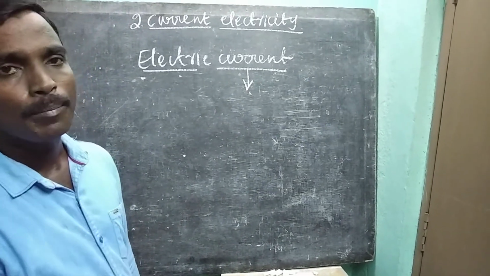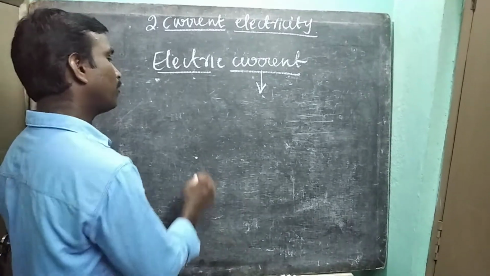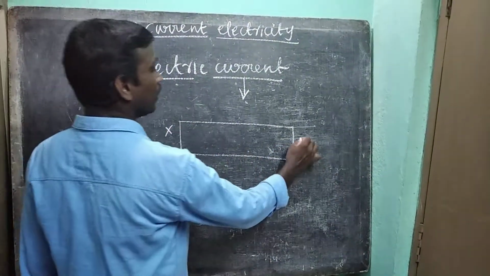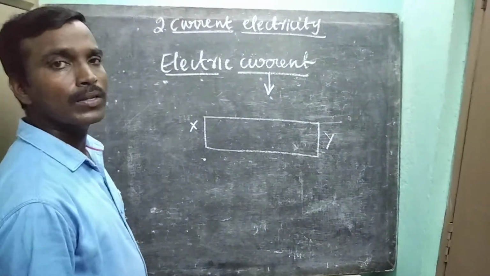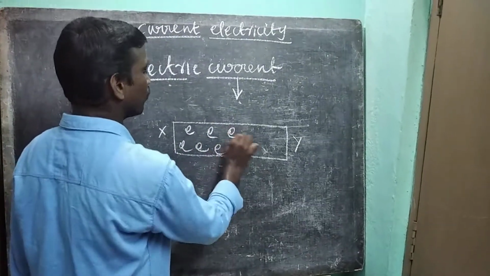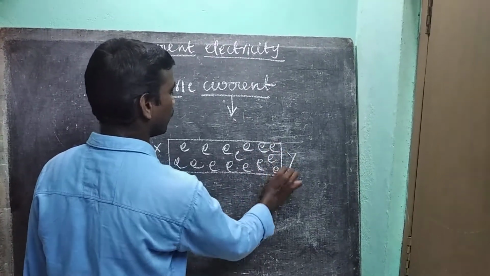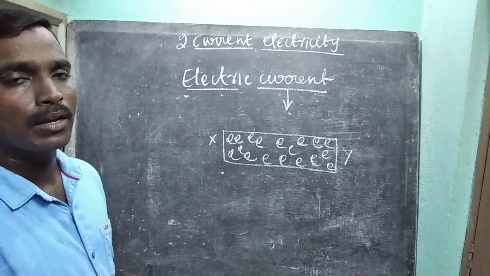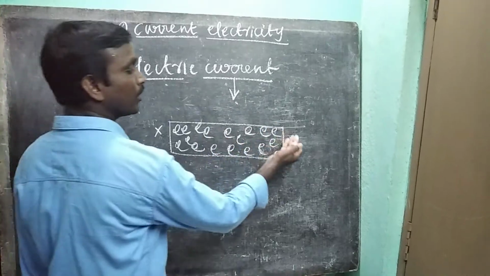For example, a copper rod is here. Copper wire is a good conductor of electricity. It is made up of free electrons. Here XY is a copper wire. The free electrons are in random motion. Here no current is developed because no net charge is transferring from one end to another end.